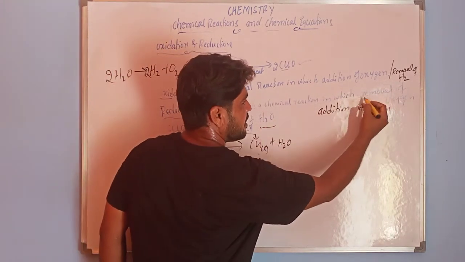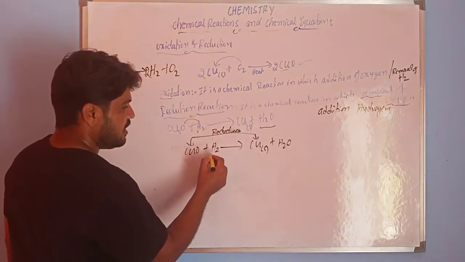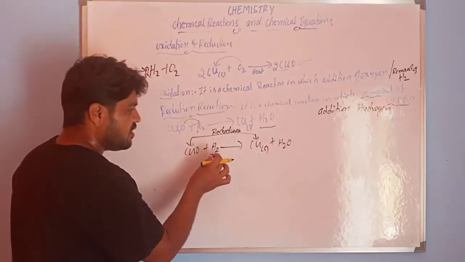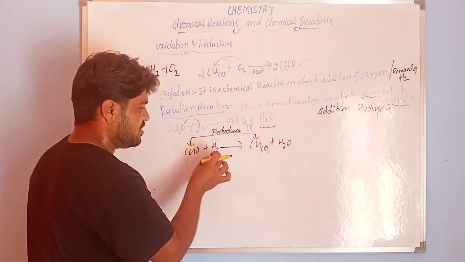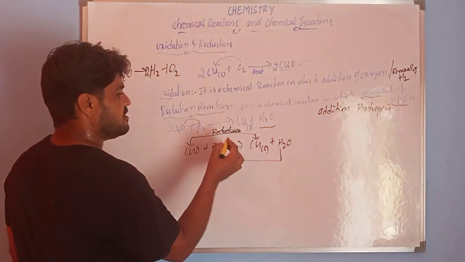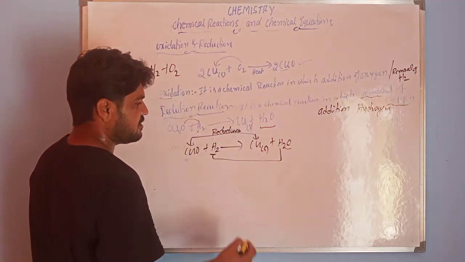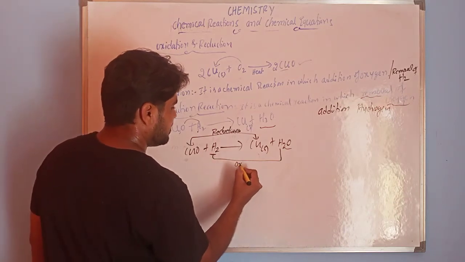Removal of oxygen is called a reduction reaction. In this, hydrogen is only present in the reactants. For this hydrogen, what do I do? Addition of oxygen. For this hydrogen, we get water. So this is oxidation.